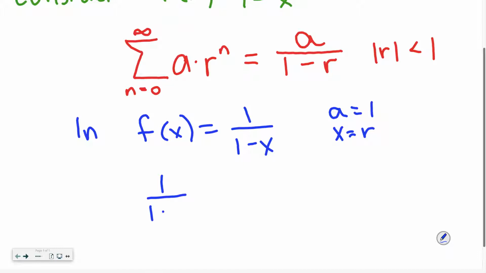1 over 1 minus x as the sum of n equals 0, because our first term is 1, and our r would be x. Okay, and let's think about what this equals. This equals 1 over 1 minus x.